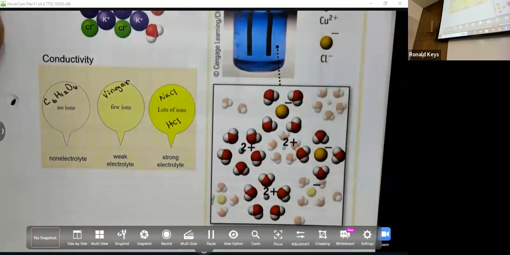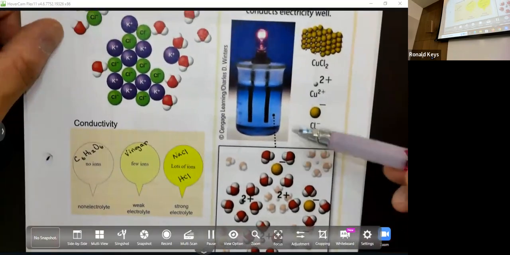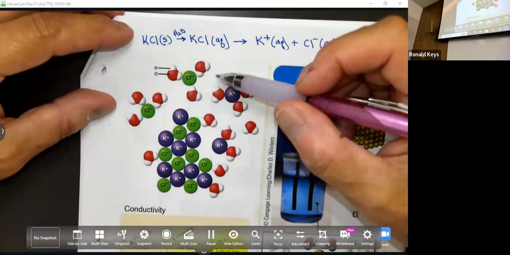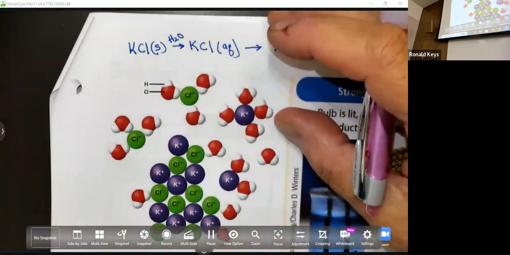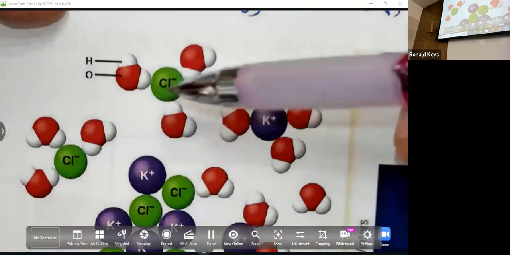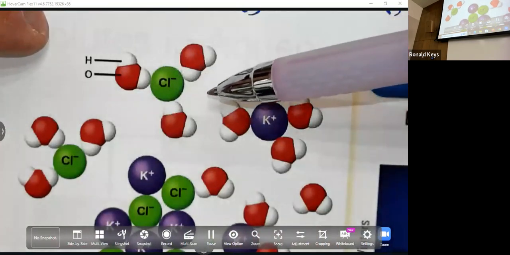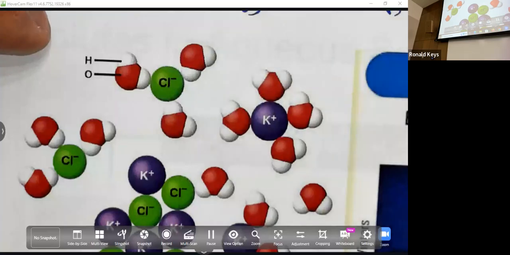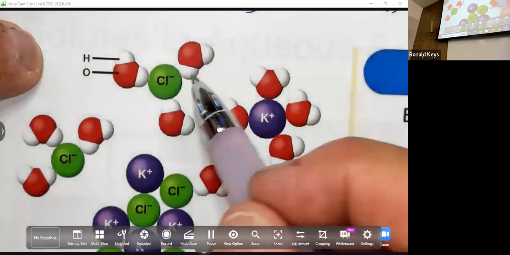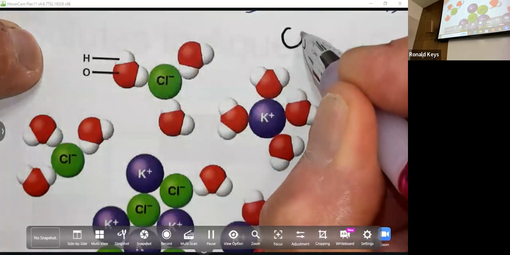This right here shows the dissolving of copper(II) chloride. But what I need to point out is look at the orientation of the water. We say that water is polar. So water does not share. I gotta clarify that a little bit better.